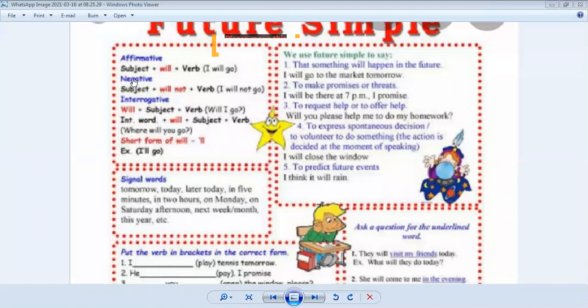Number, the negative form. If we want to use the negative form, we use will not. Will not plus the verb. For example, I will not go to the club today because I am cold. Okay?